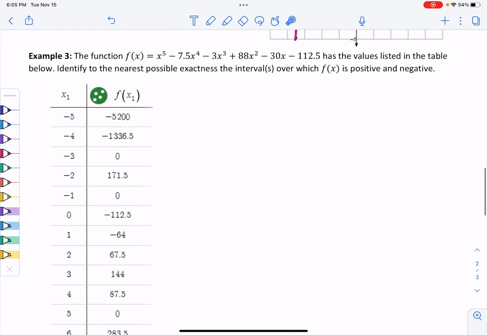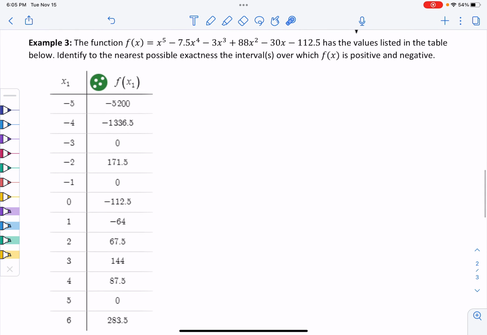All right. The function x to the 5th minus 7.5x to the 4th minus 3x cubed plus 88x squared minus 30x minus 112.5 has the values listed in the table below. So we have a table of some of its values. Identify to the nearest possible exactness the intervals over which f of x is positive and when it's negative.